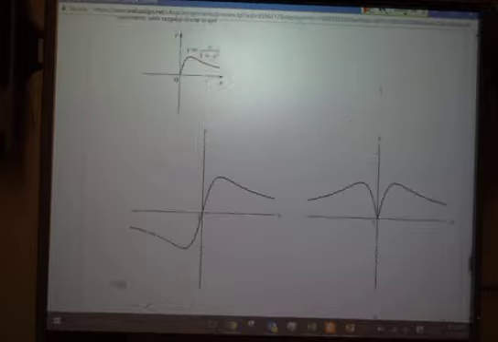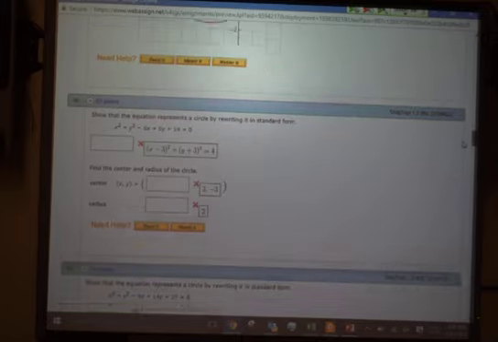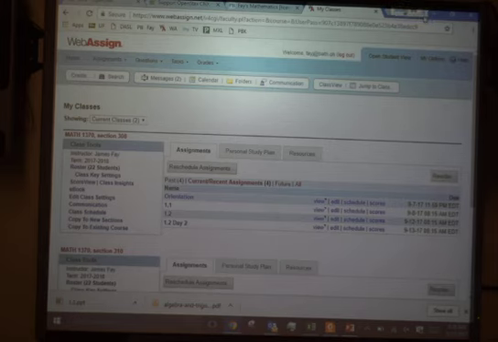All right. Is there anything else on there, you guys? I know that was basically my question, but do we feel comfortable with everything so far? Circles, symmetry. Let me do this real quick.